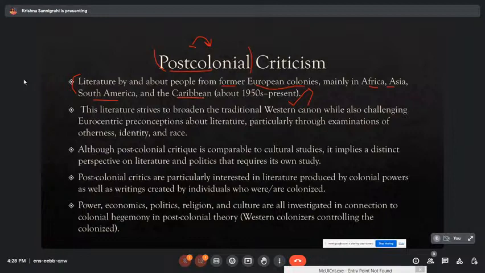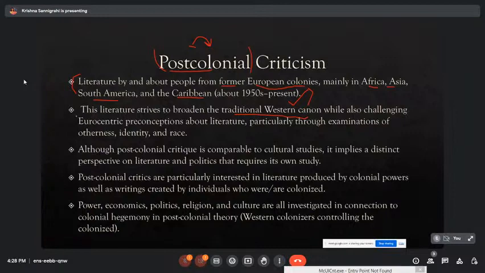So this literature strives to broaden the traditional Western canon while also challenging Eurocentric preconceptions about literature, particularly through examinations of otherness, identity, and race. So this point you have to understand very carefully. So what happens? This literature, post-colonial literature, tries to broaden the traditional Western canon. Canon is referring to the body of work which is accepted as the norm, the main body of work, which is the center. So traditional Western canon, while also challenging what?